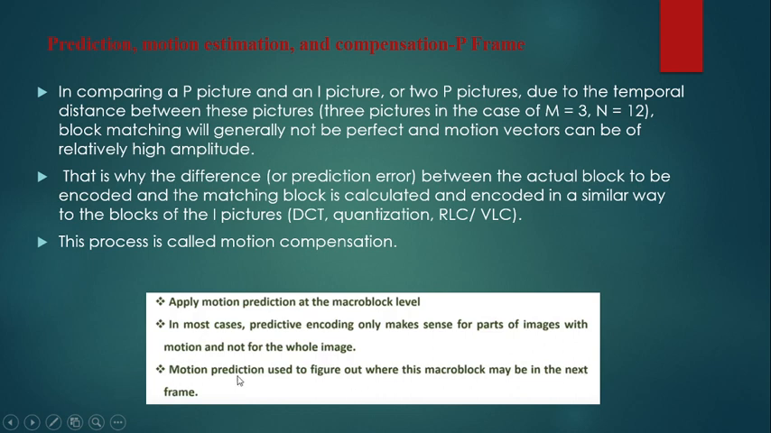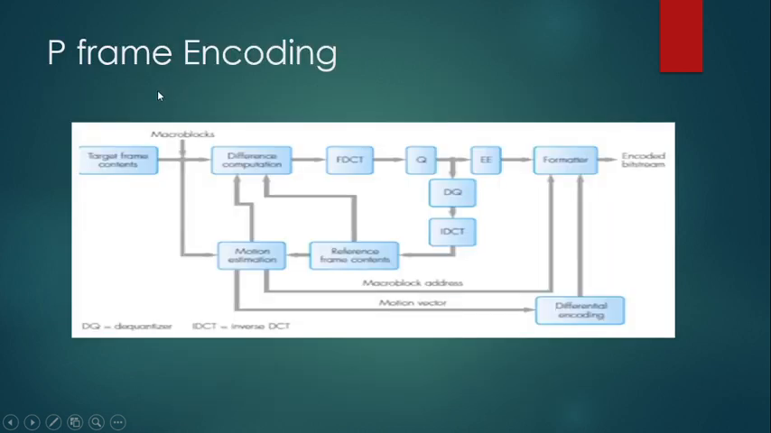We are estimating, it is not going to be perfect. So again we have to do all these procedures as we have done in the I frames or as we have done in the JPEG. So this is only going to compensate our motion. For example, this is a block diagram for the P frame encoding which is being employed. So target frame, which is a frame which is to be encoded. So for P frame we need to have a reference frame contents also. So we have to compute the difference.